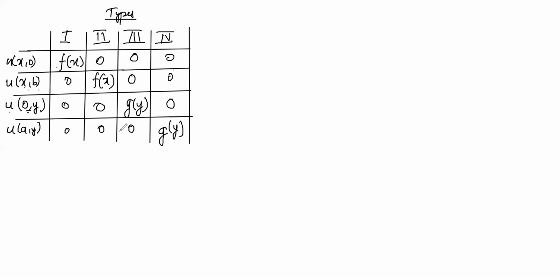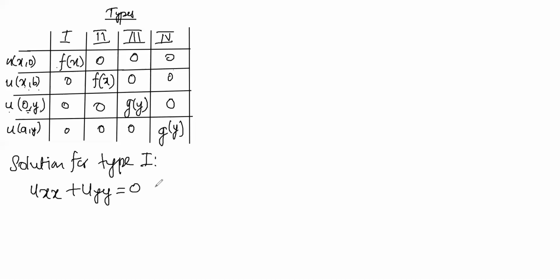Let me write down the solution for type 1. This is your type 1, the solution for type 1. Let us see how your problem looks: u_xx plus u_yy equal to 0, and then you have u(x,0) equal to some f of x, and the rest of them are 0.